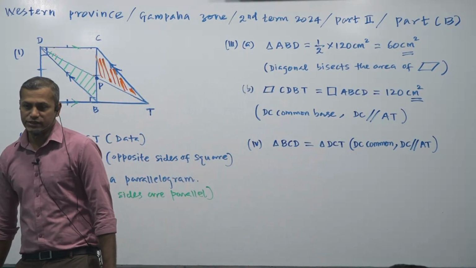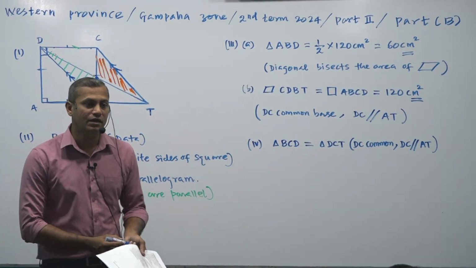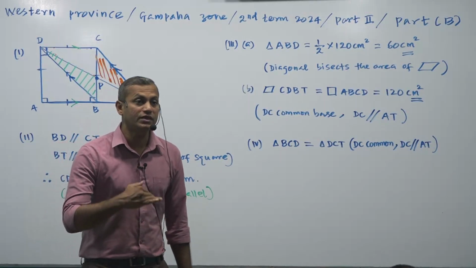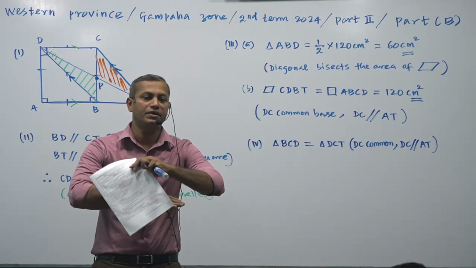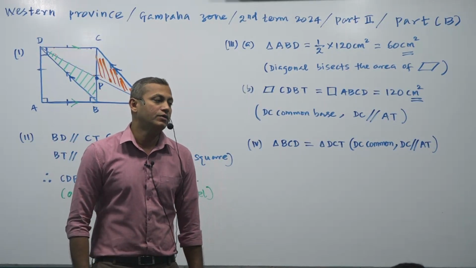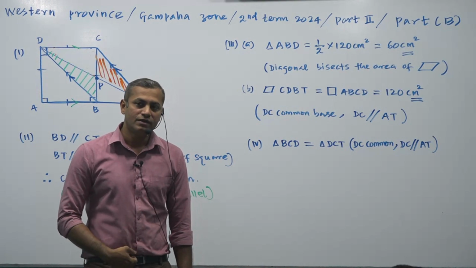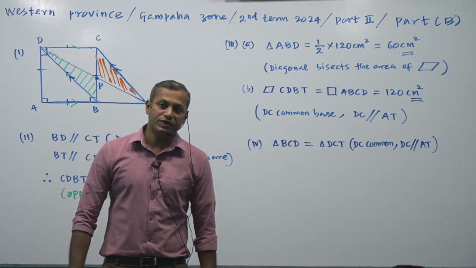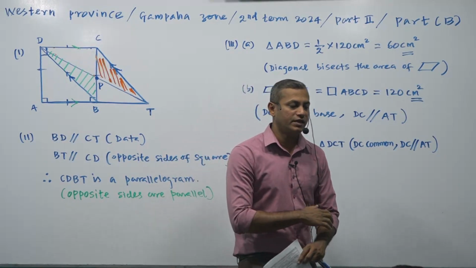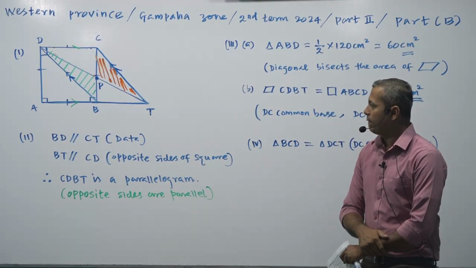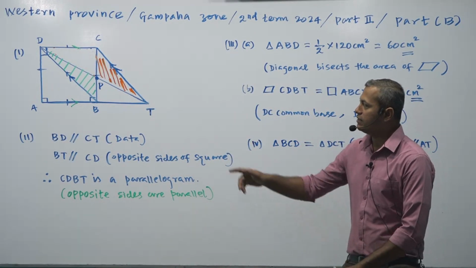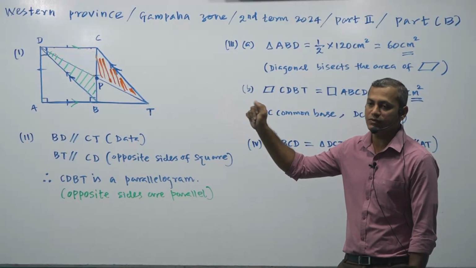What is the theorem behind this? Area of the triangles with the same base and within the same pair of parallel lines are equal. Can you remember? Triangles with the same base and within the same pair of parallel lines are equal. Now you can remove the common region. What is the common region?